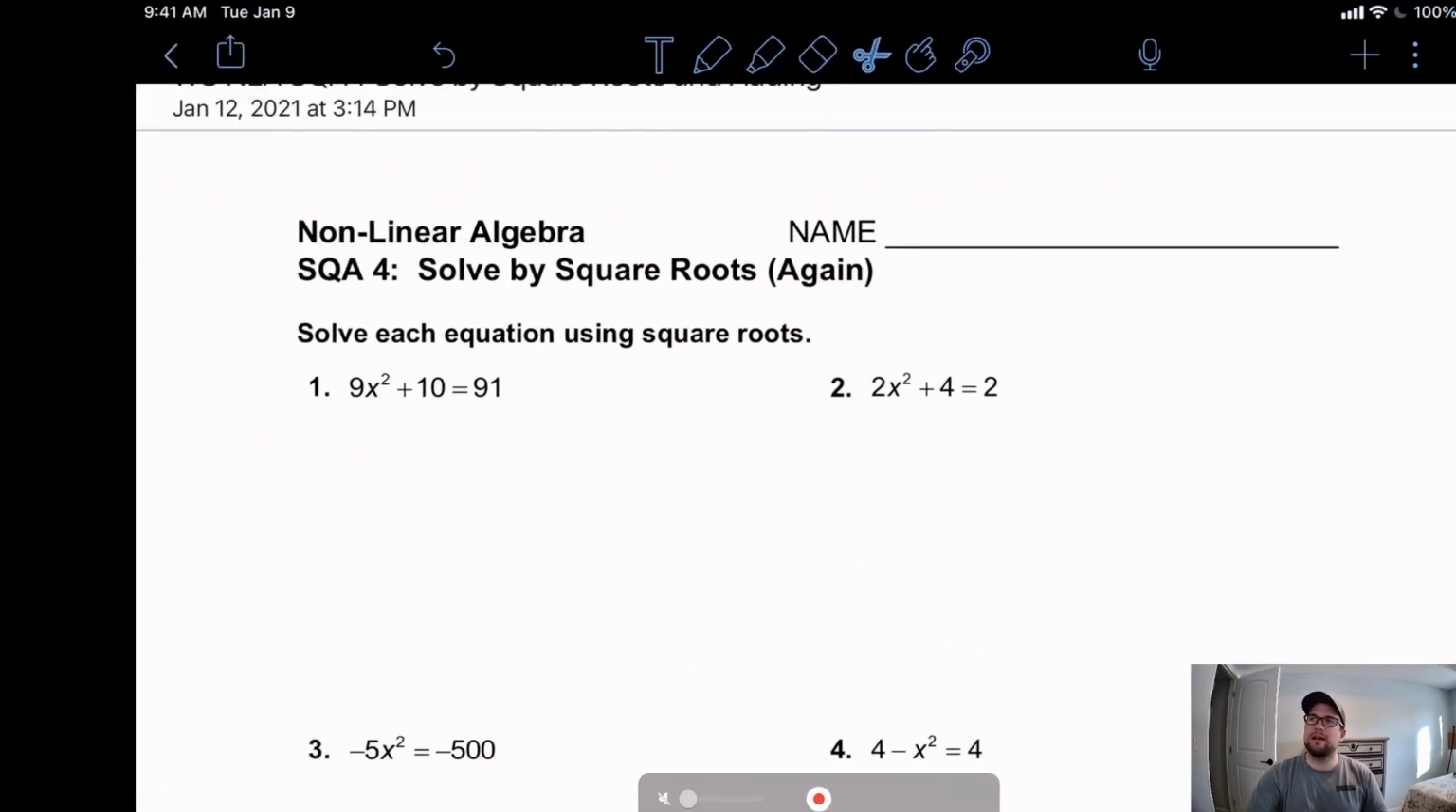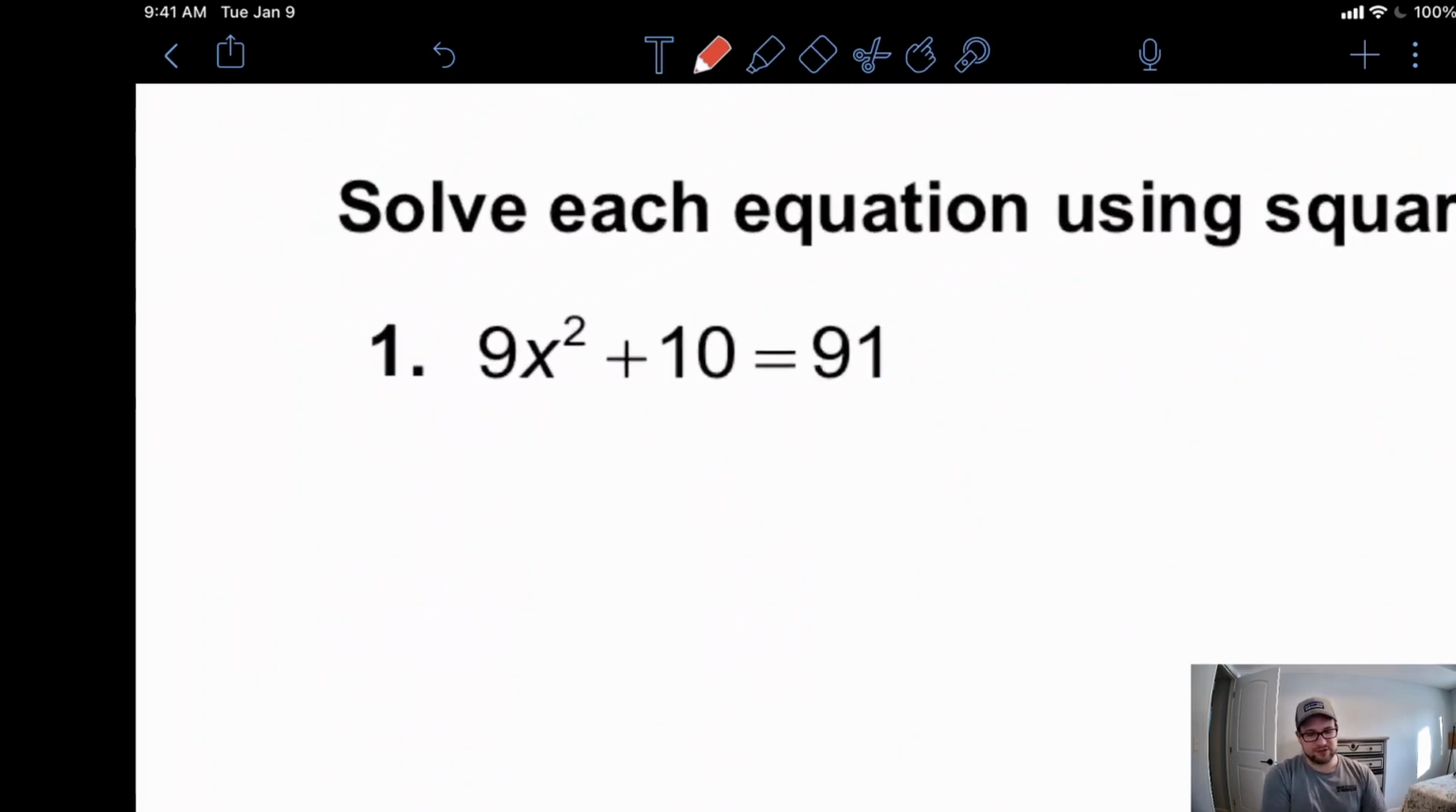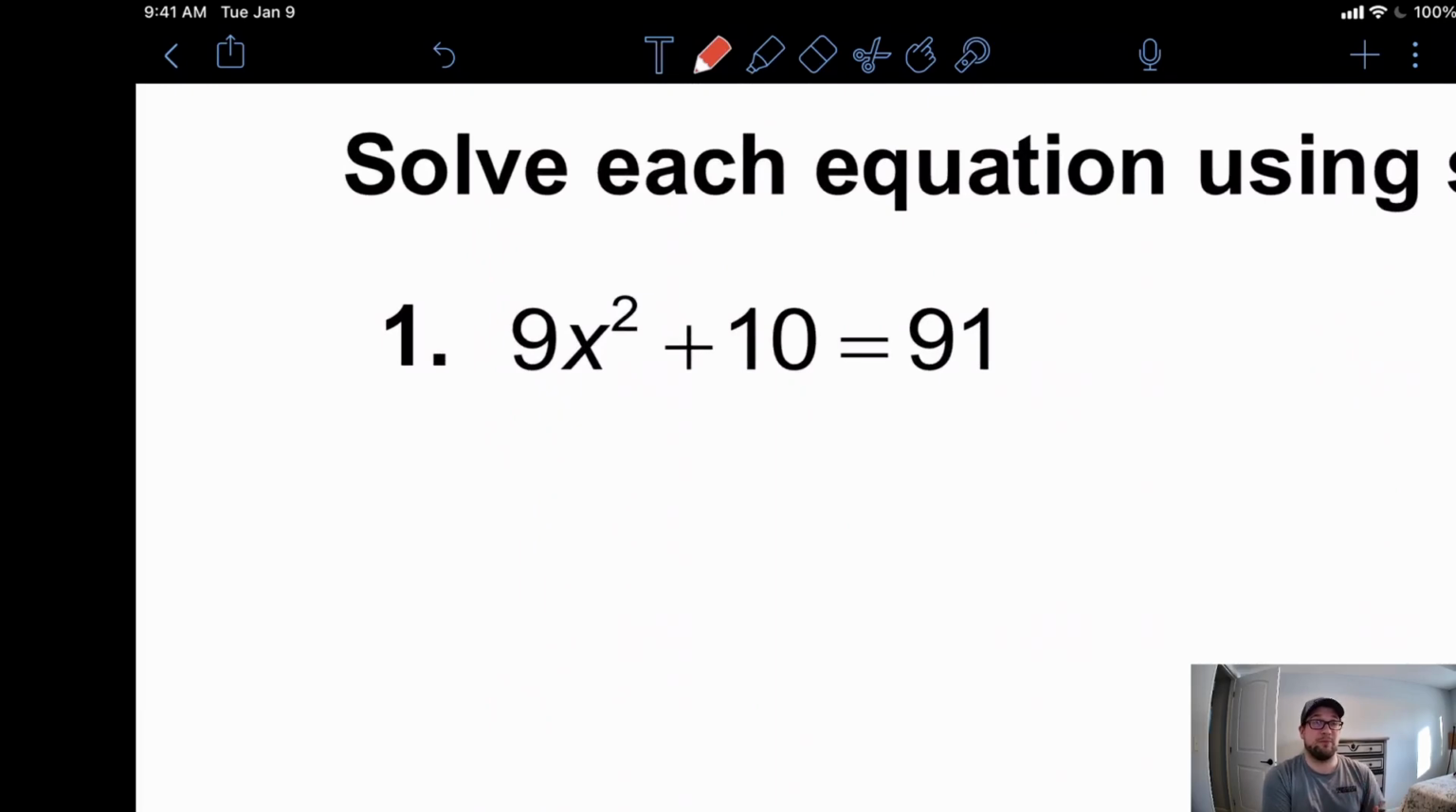Today we're going to be talking about SQA4, which is solving by square roots again. Now today there's not anything too new, but we're going to give you a little bit harder versions of the problems. This is actually similar to the problems we were doing yesterday.